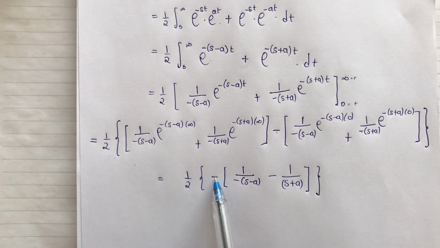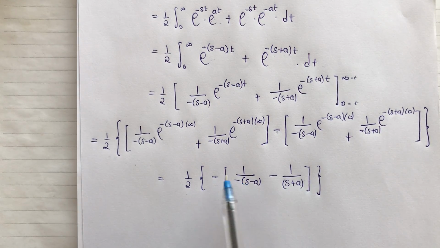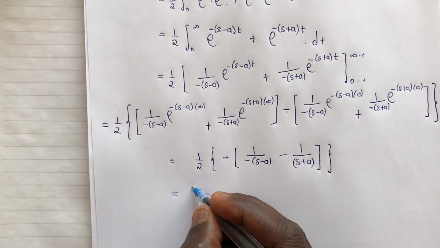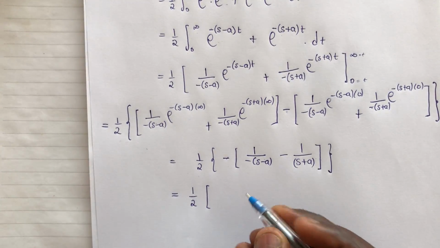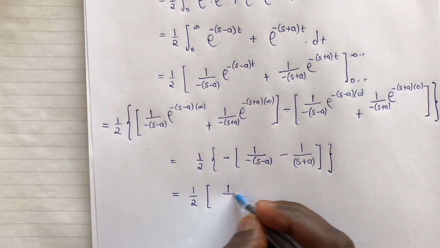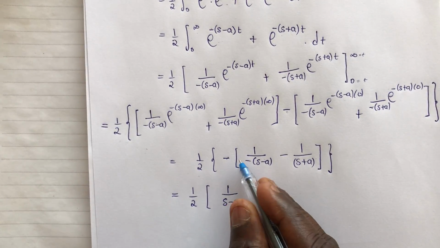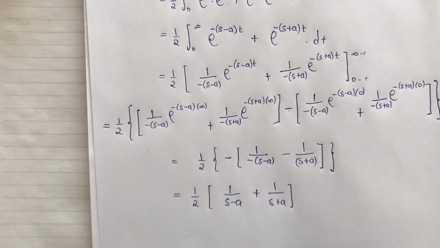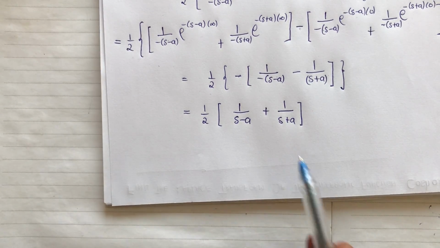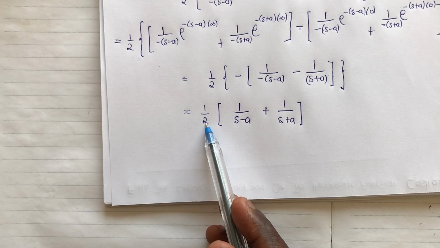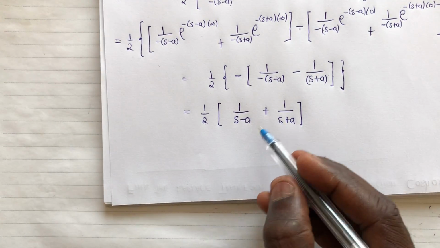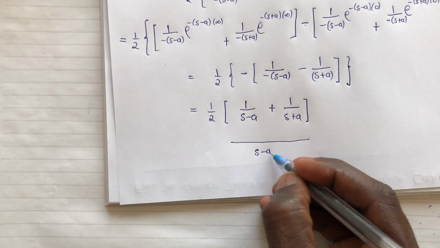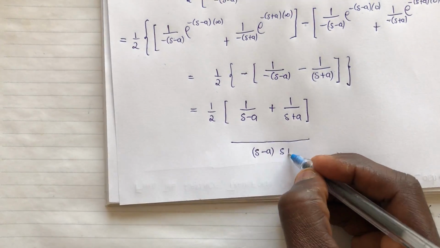You can now use this negative to open the square bracket by using this to multiply this, use this to multiply this. So this is giving us 1 over 2 times, now this time this we have 1 over s minus a, this is gone, plus 1 over s plus a. Okay, so now we need to take LCM for this one before we can multiply through by half. So let me take LCM here. The LCM here is s minus a, then s plus a.